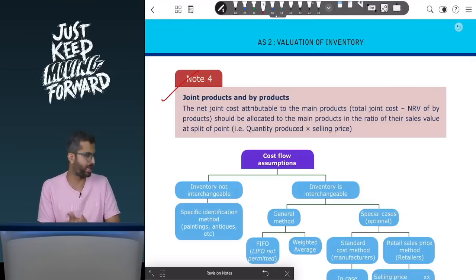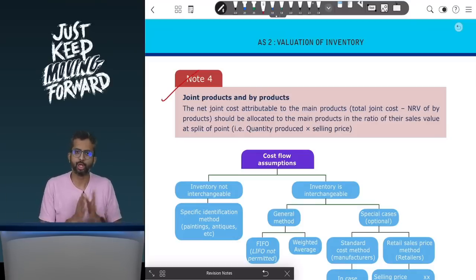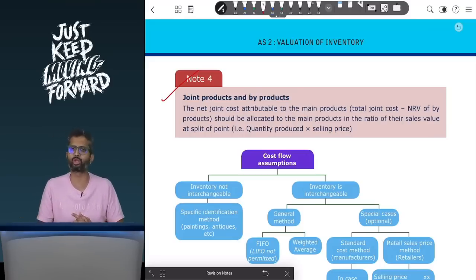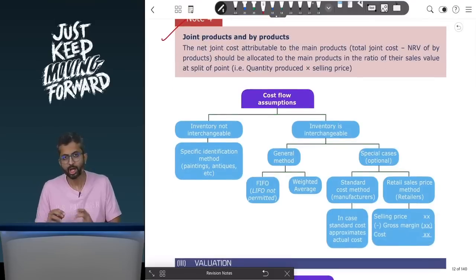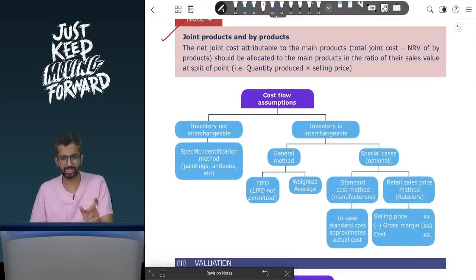That will give you the net joint cost for petrol and diesel, which you will allocate to petrol and diesel in the ratio of the sales value at split off point. The best ratio is to allocate it based on the sales value at split off point. Net joint cost is calculated as total joint cost minus NRV of the by-products. Net joint cost will be allocated between the main products in the ratio of sales value at split off point.